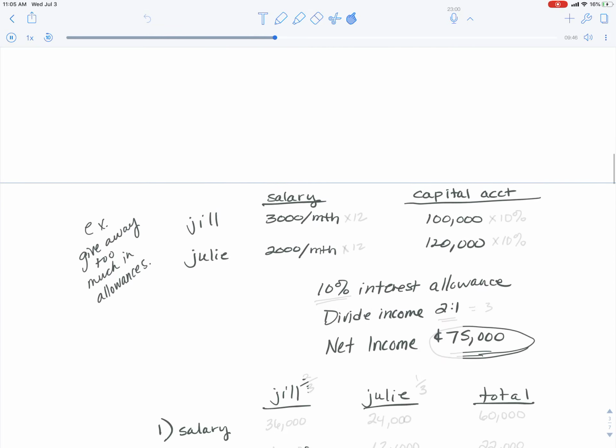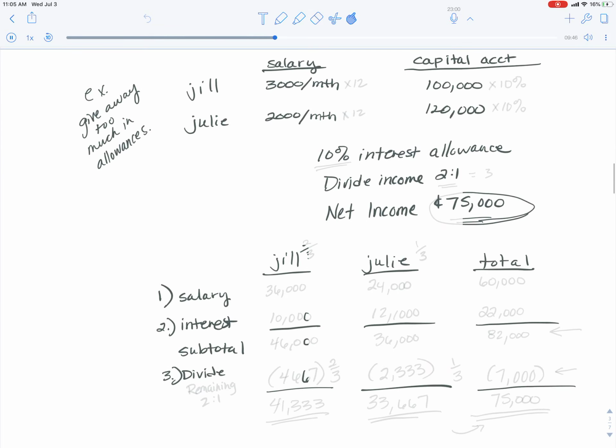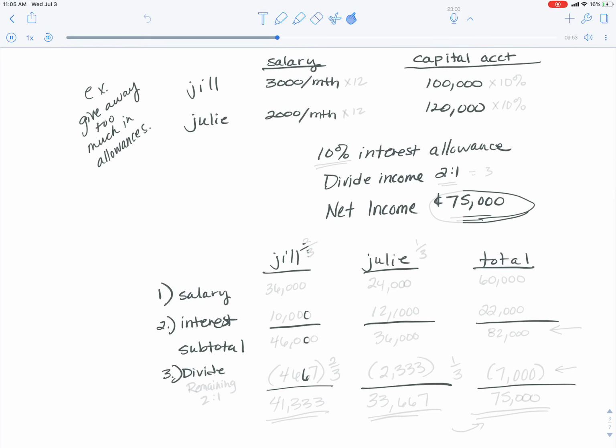Okay, so here is another example that we'll run through quickly, except this time we actually don't have a whole lot of income, and we're going to run out of income just giving it away in allowances, and so we were giving away too much. And so what should we do in that situation?